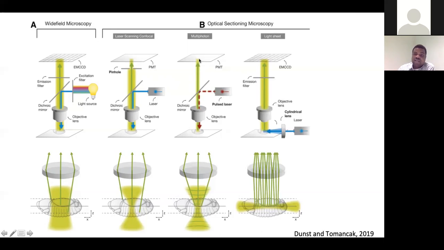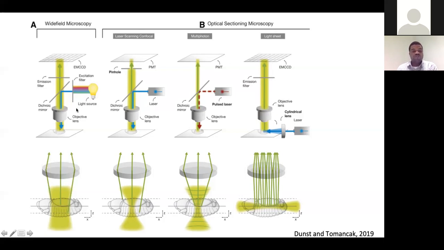And then the final system that I will address is your light sheet. In a light sheet configuration, your laser comes out straight onto your sample. So you illuminate your sample as a sheet of light, and then that is collected straight onto your camera, okay?